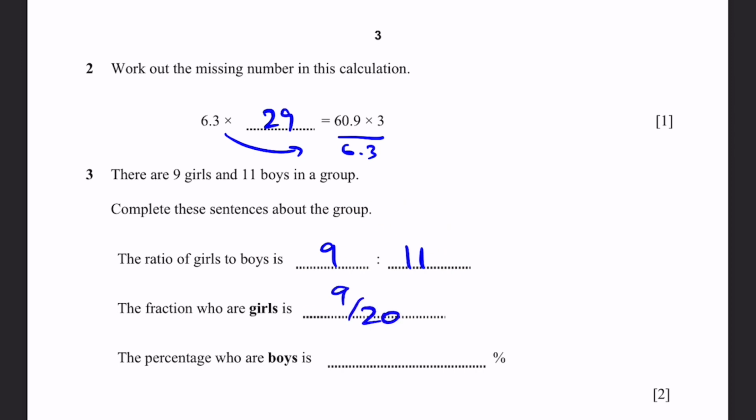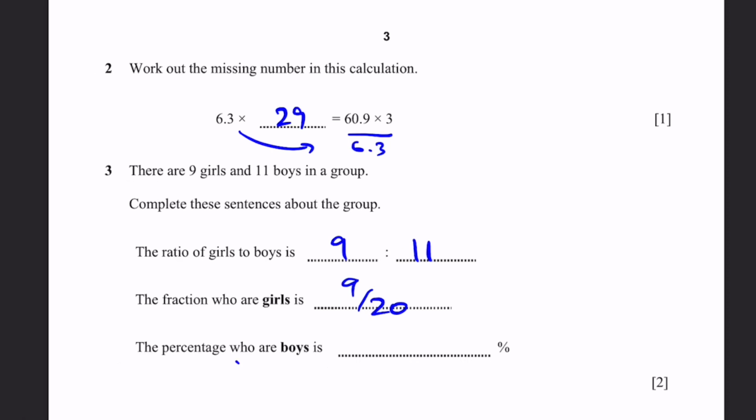The percentage who are boys is dash. So boys are 11 over 20, right? Since girls are 9 over 20, the remaining is boys. 1 minus 9 over 20 is 11 over 20. And in percentage, we multiply by 100%, which is 55%. That's the answer.